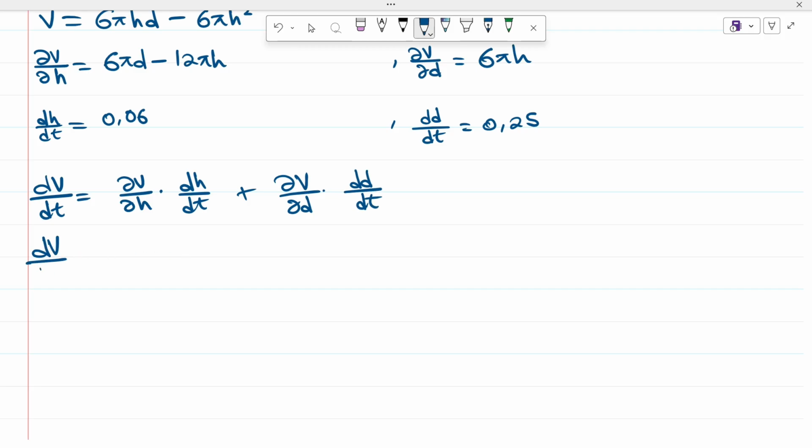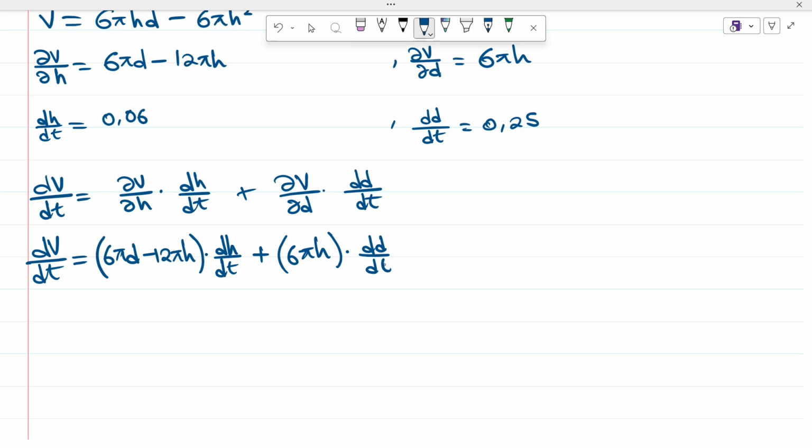And then from there we can see that we already have the partial derivative of v with respect to h. So we're just going to substitute 6 pi d minus 12 pi h multiplied by the rate at which h changes with time, dh/dt. I'll substitute the values after this step. Then 6 pi h multiplied by the rate at which the diameter changes with time, dd/dt.